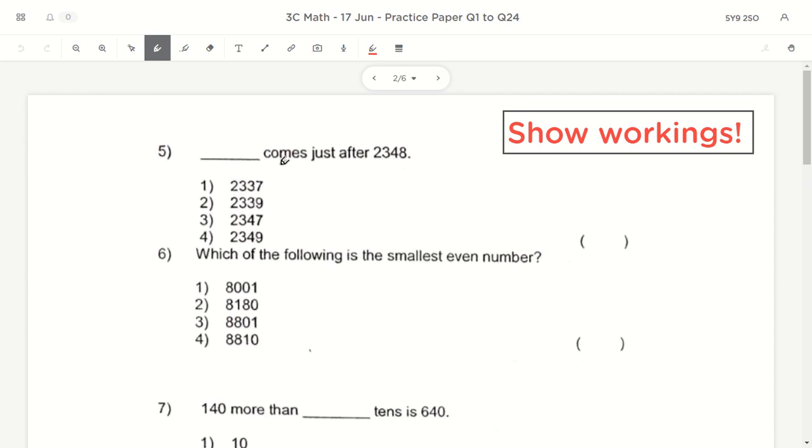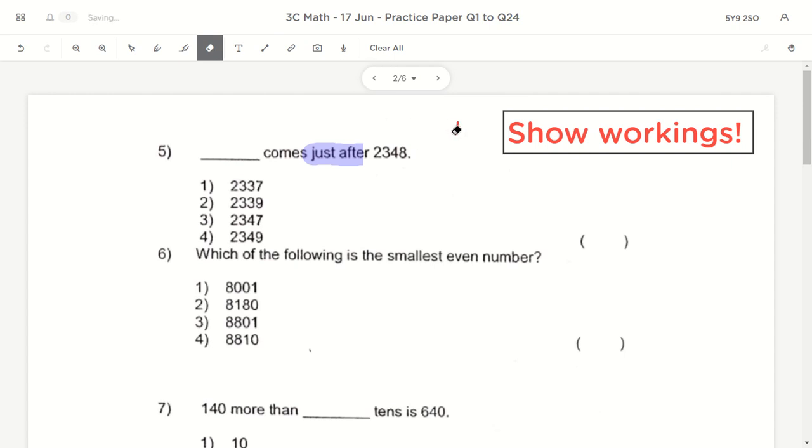Question 5. This is really straightforward, but some of you don't get what it means by "just after" this number. Let's use another number to simplify things. For example, what number comes just after 10? We know after 10 will be 11. So 11 comes just after 10. Knowing that "just after" means the next number is as simple as that.